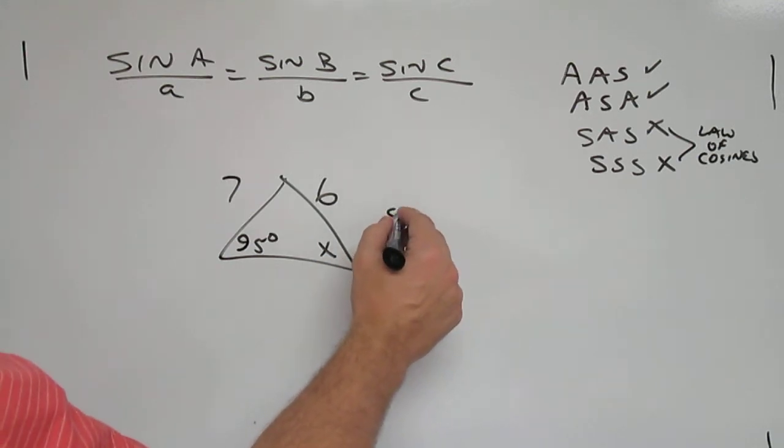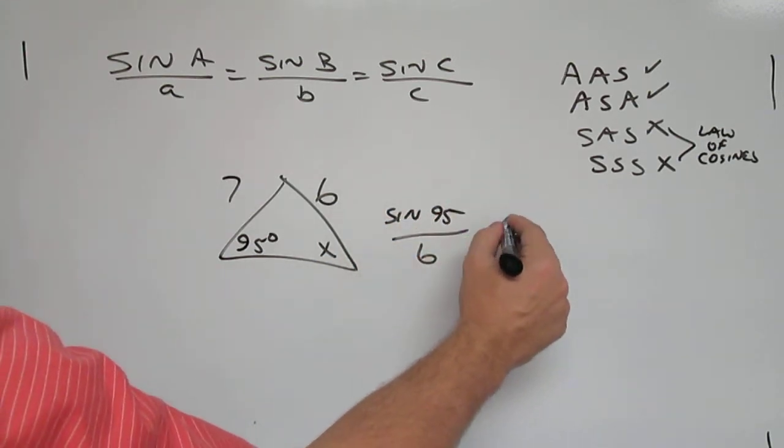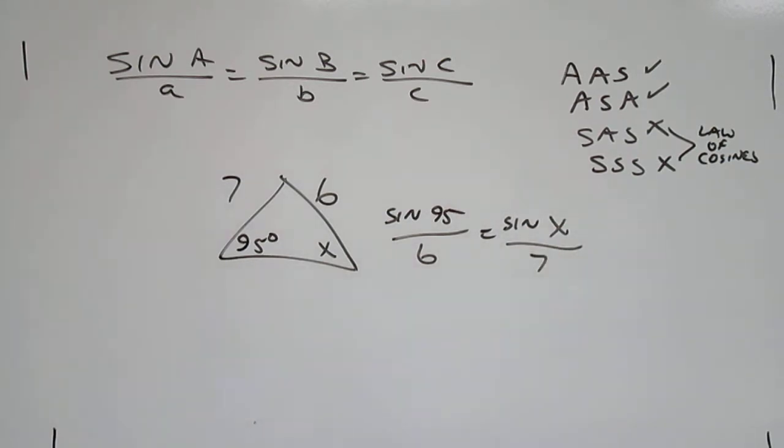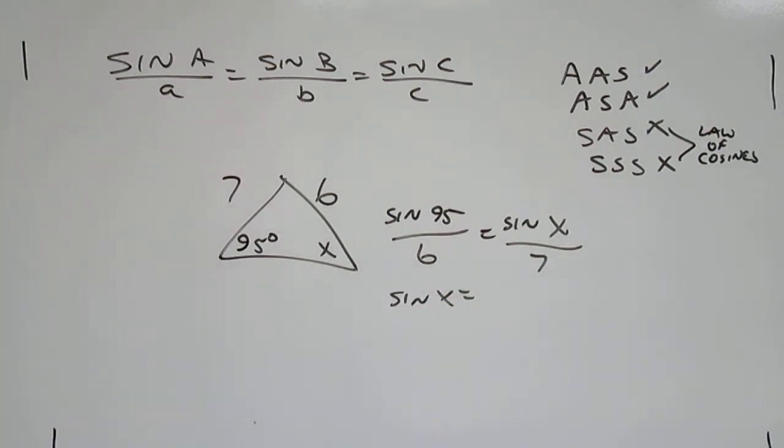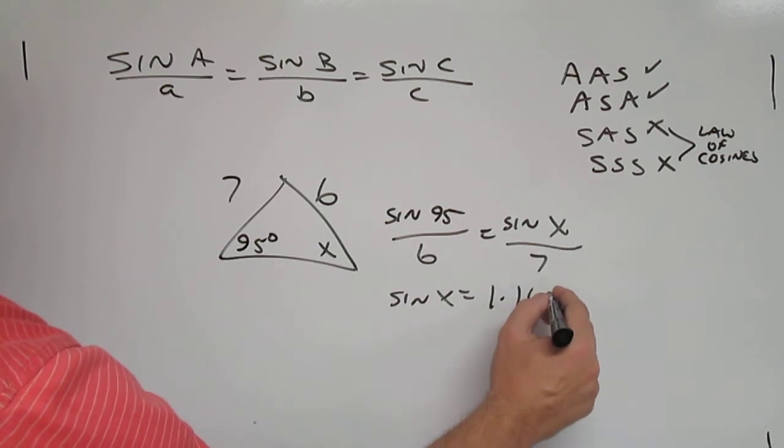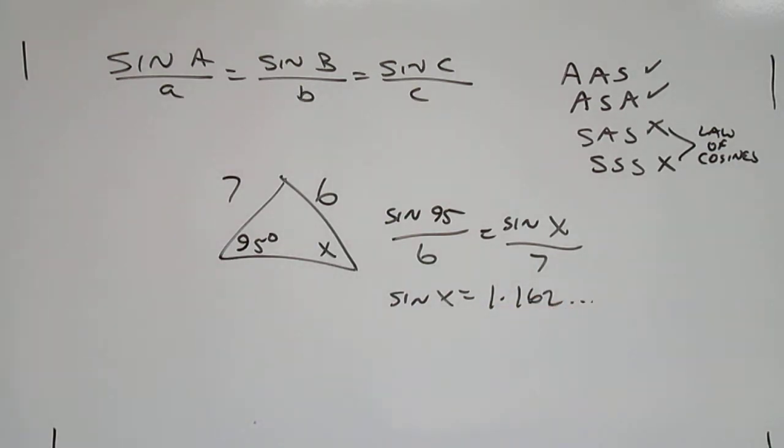But if you didn't know that and you said the sine of 95 over 6 equals the sine of x over 7, when you cross multiplied and divided, you'd end up with the sine of x equal to, let me put it in the calculator real quick, 7 times sine of 95 divided by 6 equals 1.162 something. You should remember that the range of sine is between -1 and 1. That's too big. If I go ahead and put that in my calculator, it's going to give me an error. And basically it's that this triangle cannot exist. So there are times that you can use the law of sines and it gives you no triangles.